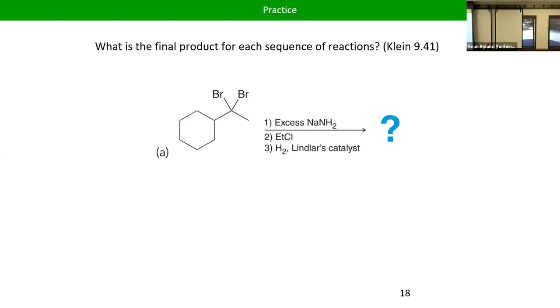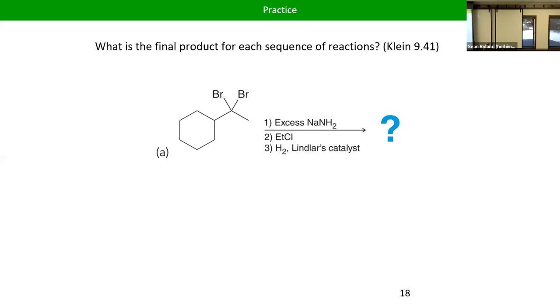All right, and so this is also the chapter where we start seeing sequences of reactions. We'll do, okay, excess NaNH2. So double elimination, deprotonate at the end, and then you expose it to ethyl chloride. So you're going to do that substitution, and then you're going to expose it to hydrogen with Lindlar's catalyst, which is going to give you that partial hydrogenation.